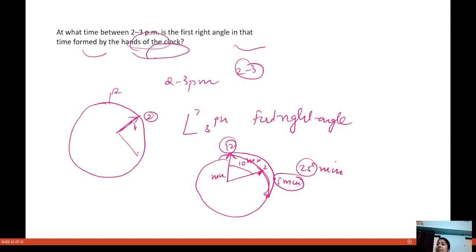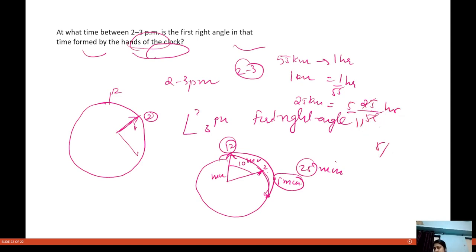Now see, in this case, we will have to use the relative speed of the hour and minute hand. We cannot consider the speed of only the minute hand because your hour hand is also moving. We already know the relative speed is 55 kilometers in 1 hour, that means 1 kilometer is traveled in 1 by 55 hour. So 25 kilometers will be traveled in 25 by 55 hour, and this is nothing but 5 by 11 hour.